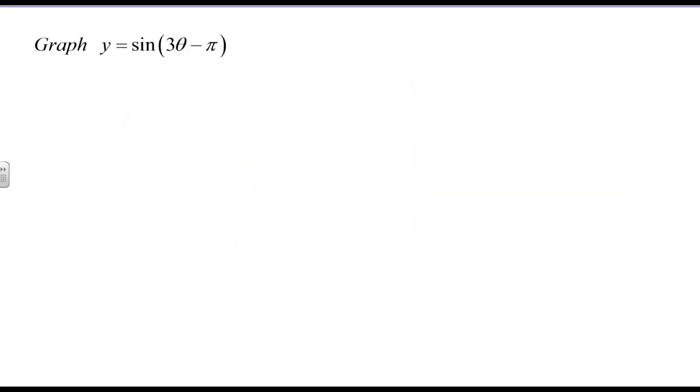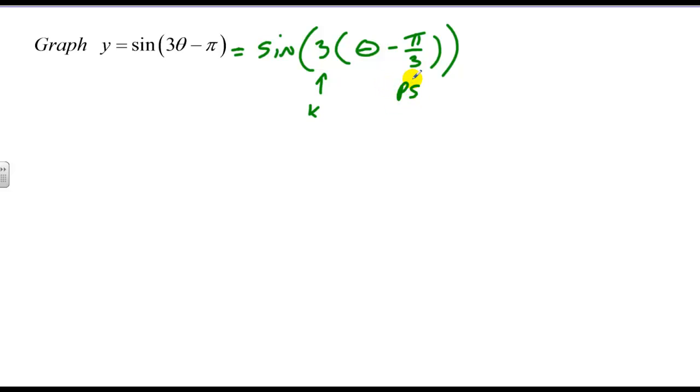Keep moving. So here's our first case where we have a period fluctuation and a phase shift, since they're combined within the function itself. So again, what I like to do is say this is the same as sine of 3 times theta minus pi over 3. So when I do it this way, I have all the information I need. I have my k value here and my phase shift value here.